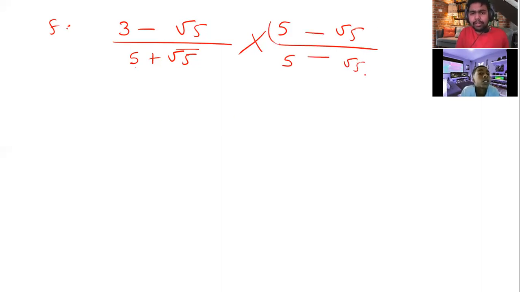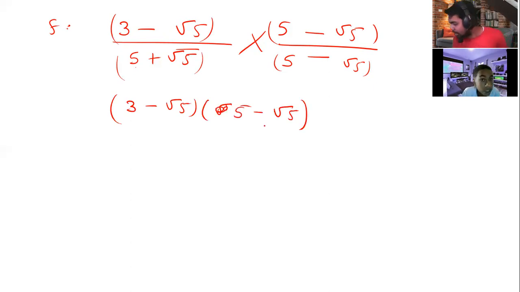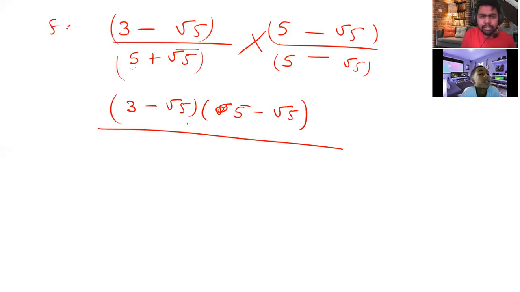These are multiplication. So can we write like that? 3 minus root 5, and this is being multiplied by 5 minus root 5, right? And again, we have, see the formula, a plus b into a minus b, so a square minus b square. So a square is 5 square minus b square means root 5 square. Can we write like that? Yes, so this will be, first of all, solve this step by step.